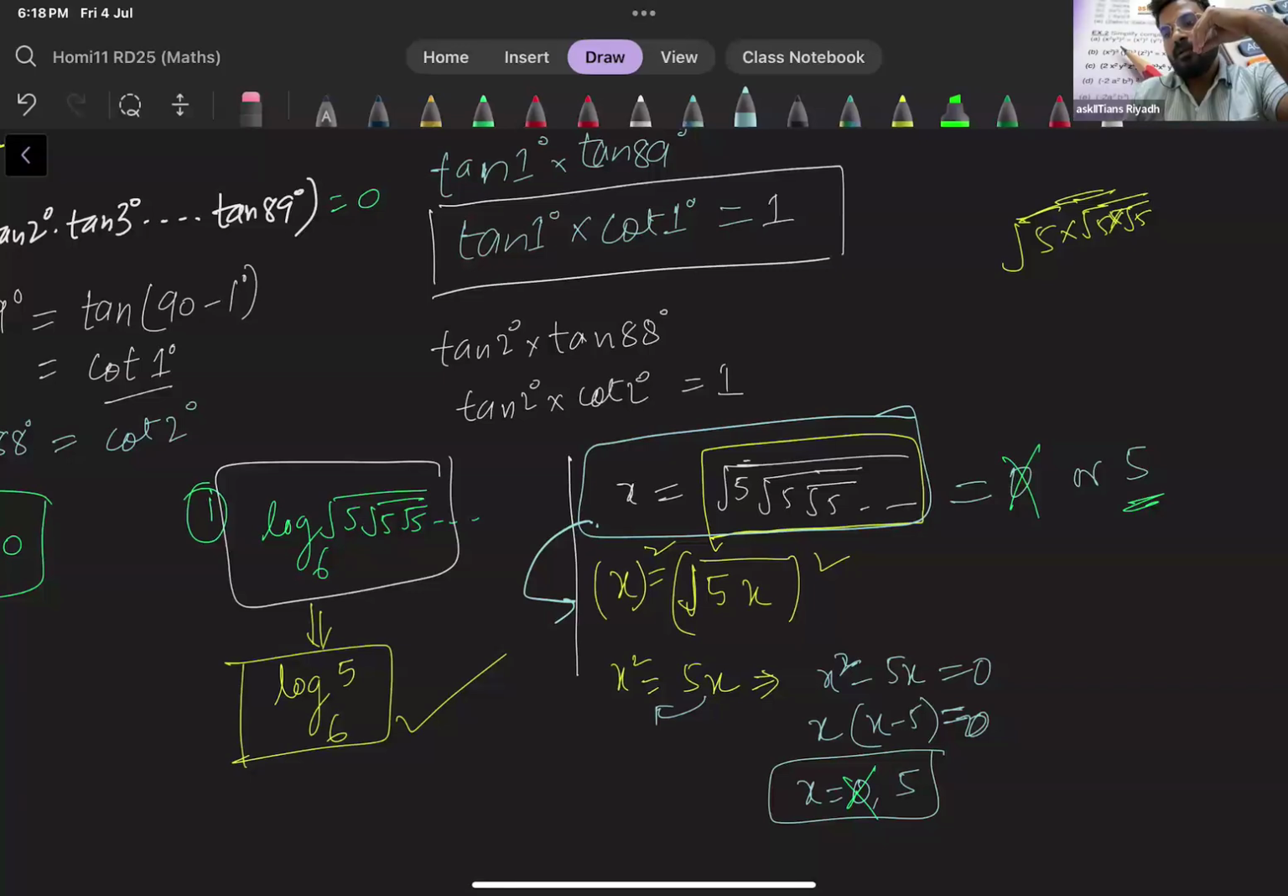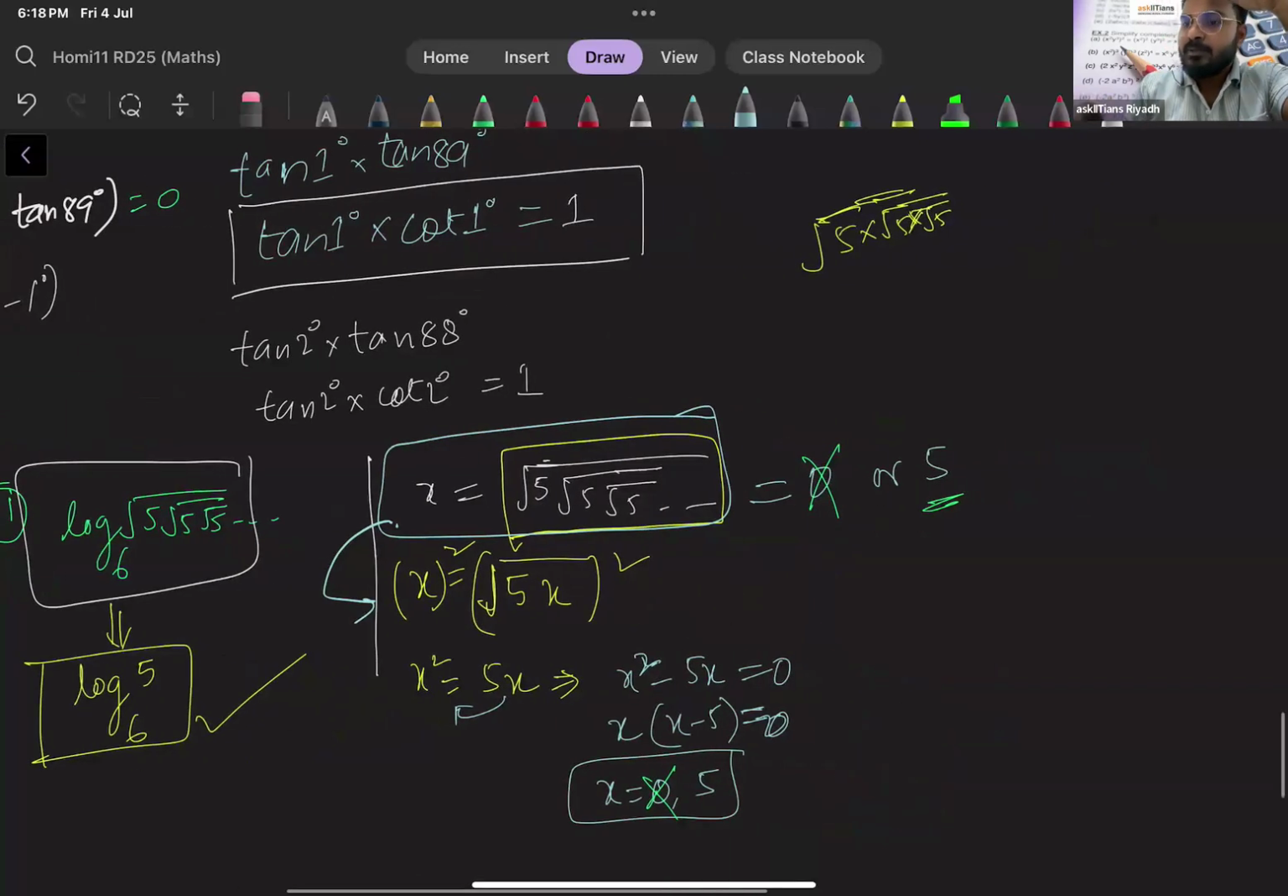How is that equal to 5? अरे यार कैसे बताऊं मैं? How is that equal to 5? पहली बात तो ये है, देखो, what is the value of root 5? It is going to be something like 2.5? No, 2.2, something like that. Yes or no, guys? Value of root 5.